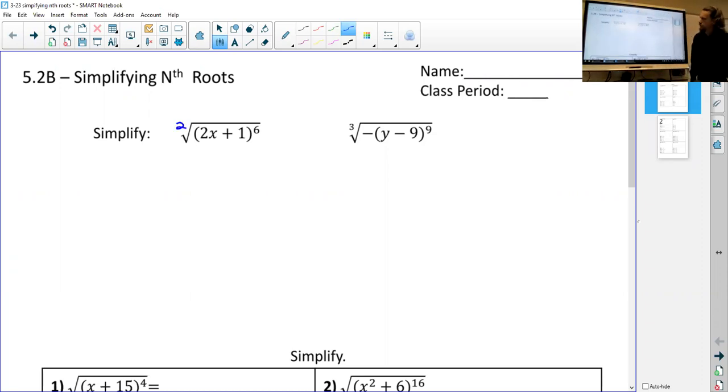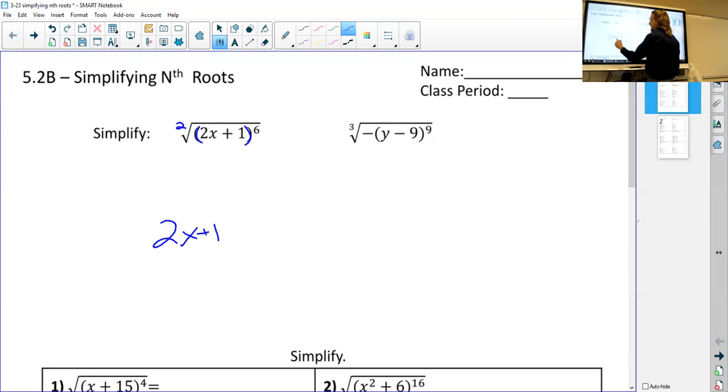So the square root of 2x plus 1 to the 6th power. So let's start off with the math part, and then we'll get into what makes this one a little bit trickier. So if you're dealing with roots and you have a set of parentheses, keep in mind you're not going to mess with what's in the parentheses. So whatever you start with is going to be part of your answer. So I know I'm going to have 2x plus 1. That's not going away. Okay?